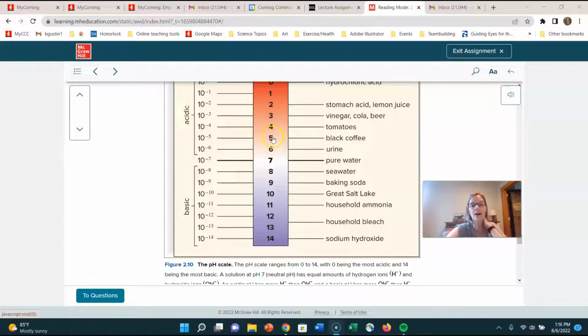If we go to black coffee, we go from 10 to 100. So coffee is 100 times more acidic than water. And if we go to tomatoes, we've got 10, 100, 1,000. Tomatoes are 1,000 times more acidic than water. And it goes the other way. Seawater is 10 times more basic than pure water, and et cetera.